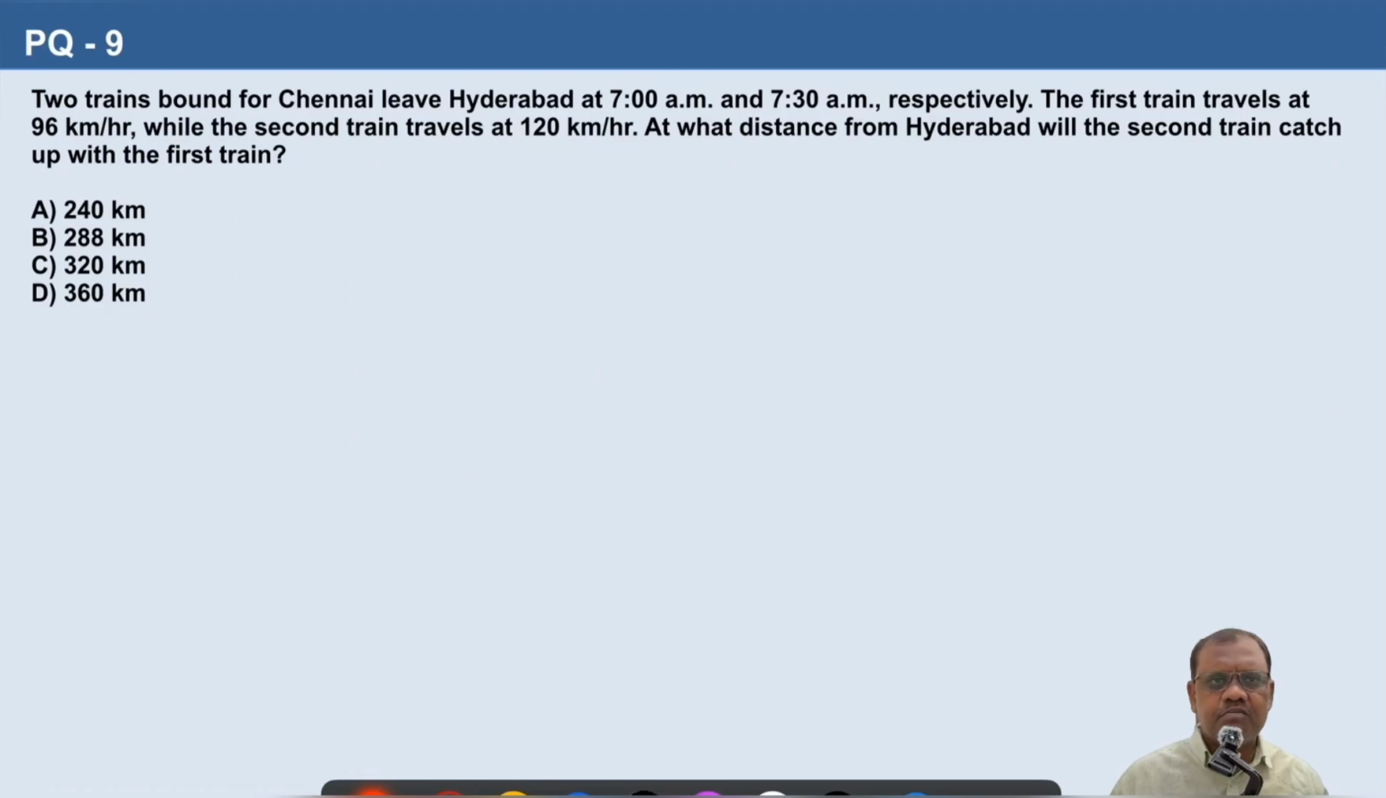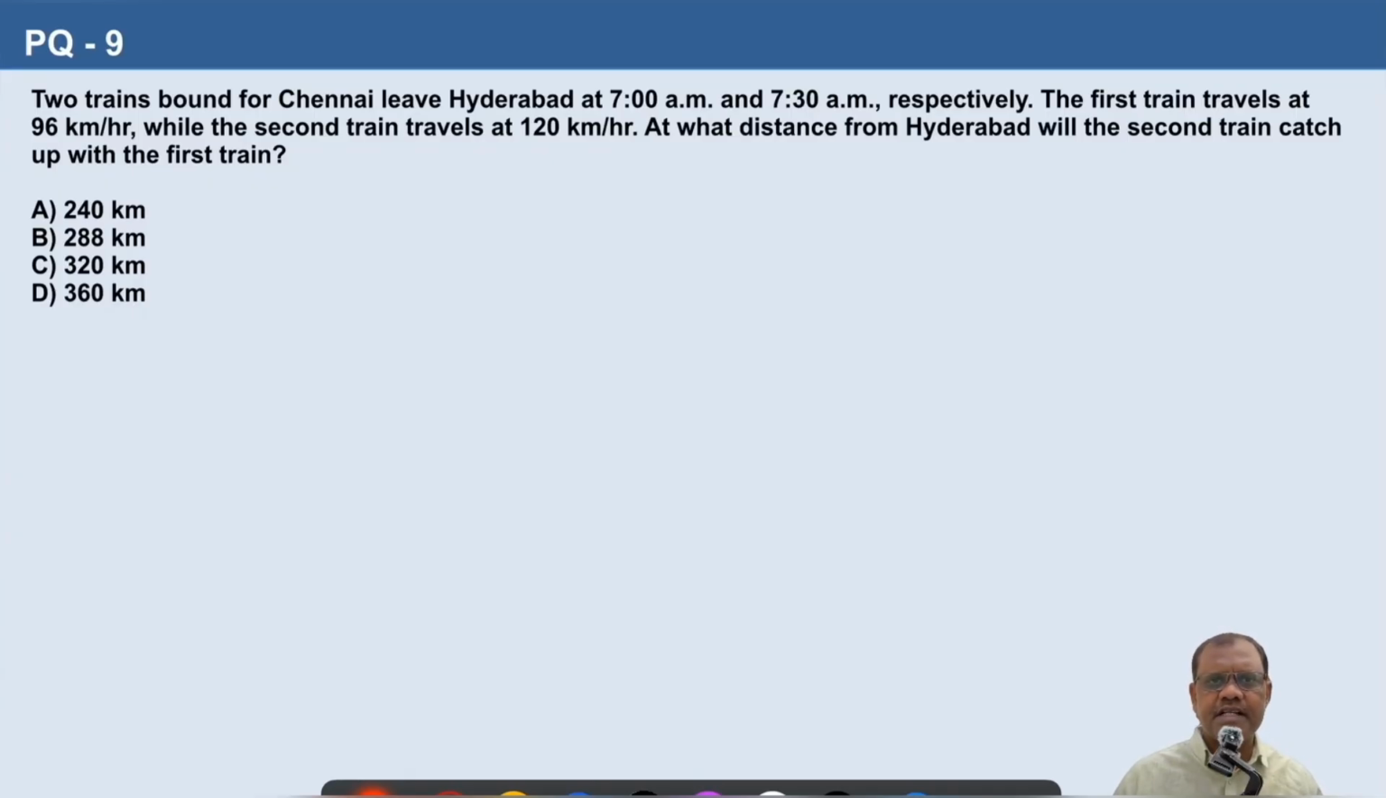Question number 9. Two trains bound for Chennai leave Hyderabad at 7 am and 7:30 am respectively. The first train travels at 96 kilometers per hour while the second train travels at 120 kilometers per hour. At what distance from Hyderabad will the second train catch up with the first train?